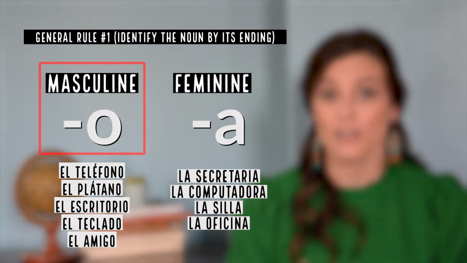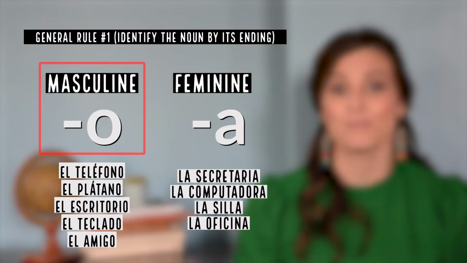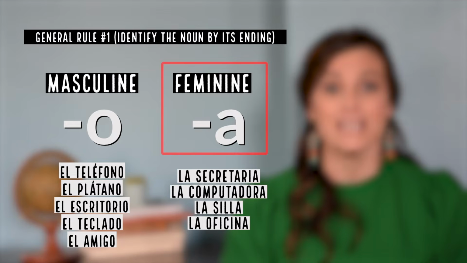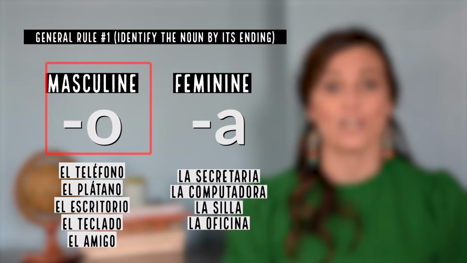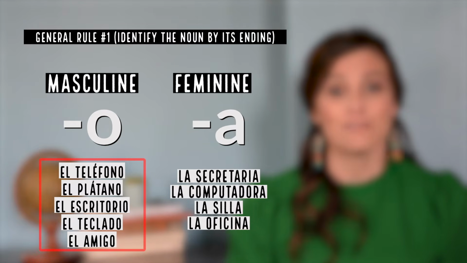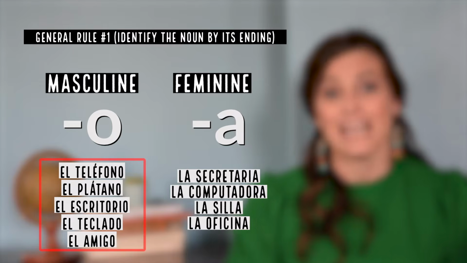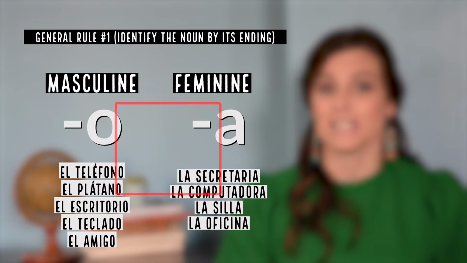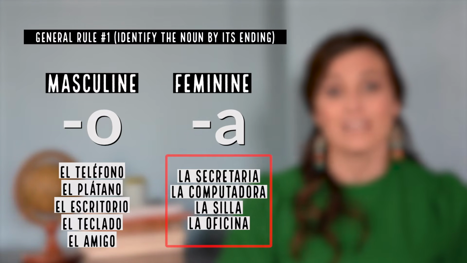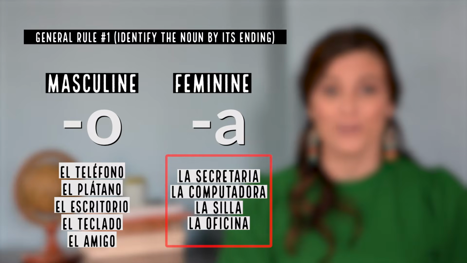So let's break down the first rule. If a noun ends in an O, it most likely is masculine. If it ends in an A, it most likely is feminine. The following nouns ending in O are masculine: el teléfono, el plátano, el escritorio, el teclado, el amigo. The following nouns ending in A are feminine: la secretaria, la computadora, la silla, la oficina.